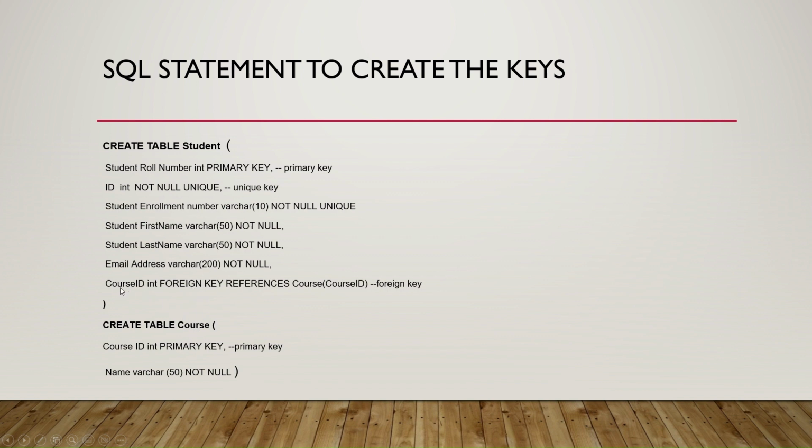Again, this course ID in the student table can have duplicates or even nulls. It doesn't have any constraint in the student table. Whereas the same course ID in the course table has a constraint and it should follow the attributes of the primary key. It cannot have duplicate values and it cannot have null values.